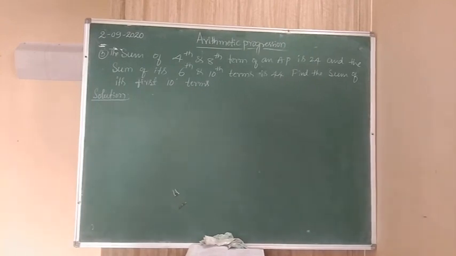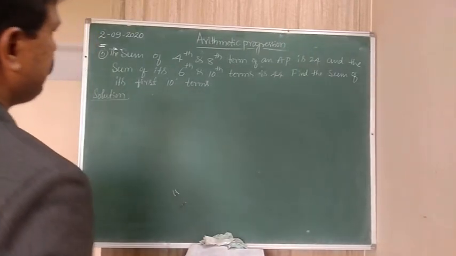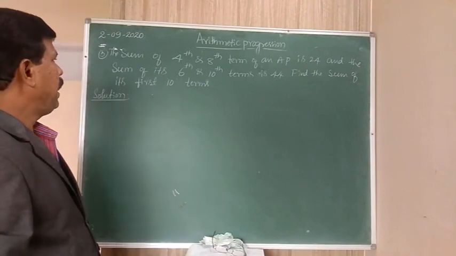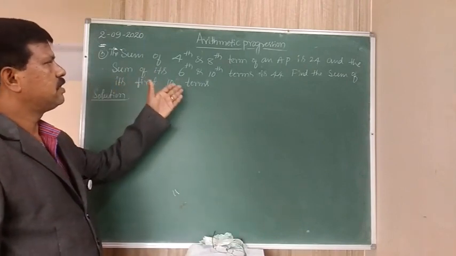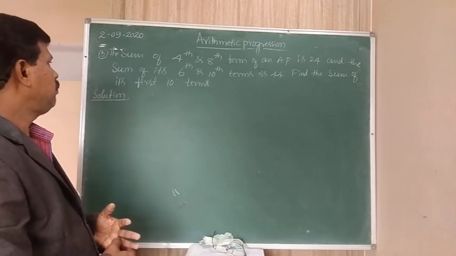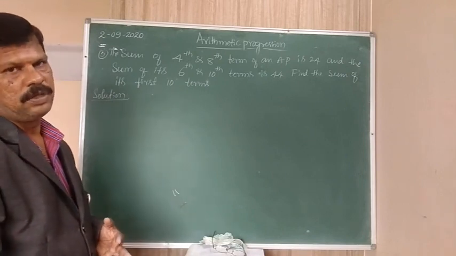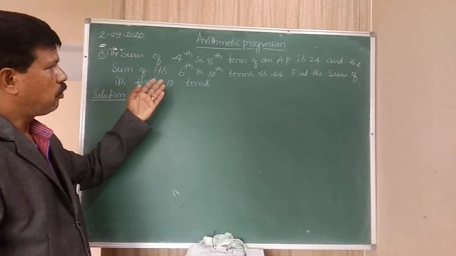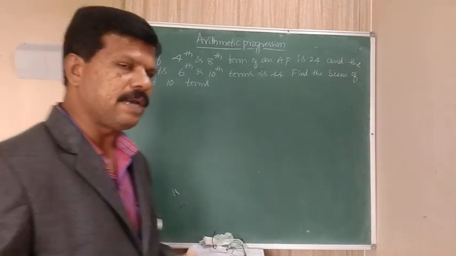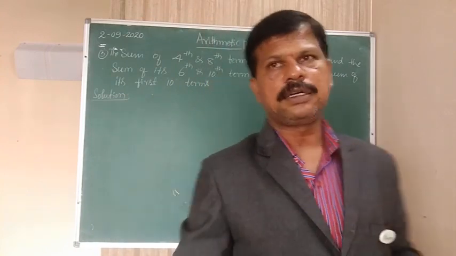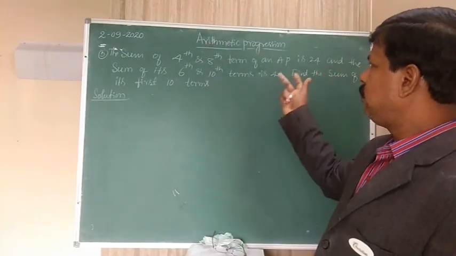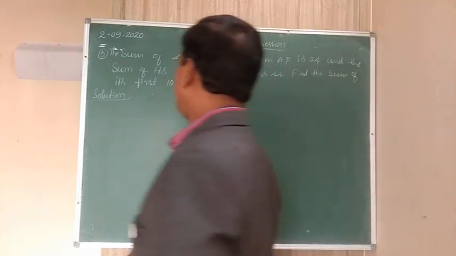See the third one. The sum of 4th and 8th terms of an AP is 24 and the sum of its 6th and 10th terms is 44. Find the sum of its first 10 terms. This problem we already solved in the terms of an AP. Fourth term, 10th term, like that. The same questions we did. In the same way, we should write down this.